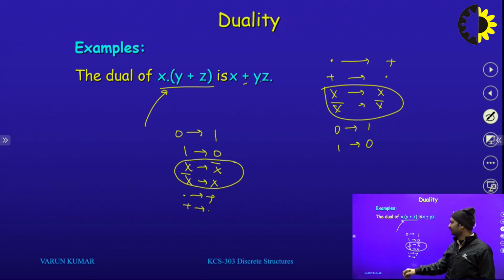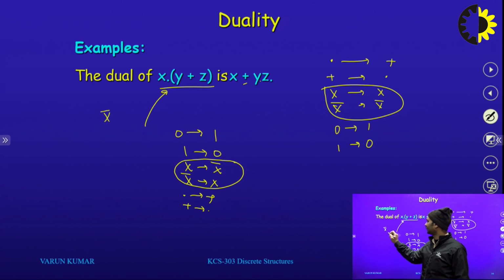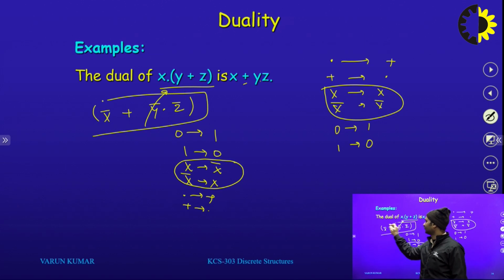So what is the complement of this? That is x bar. x is converted into x bar, dot converted into plus, plus converted into dot, and y converted into y bar and z bar. This is the complement of the given function.